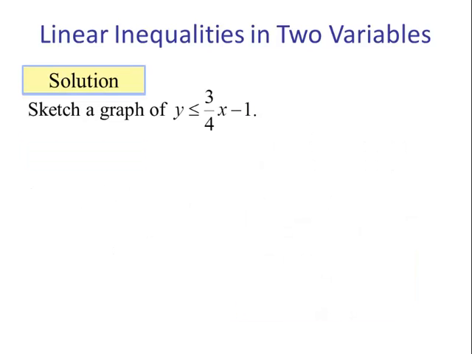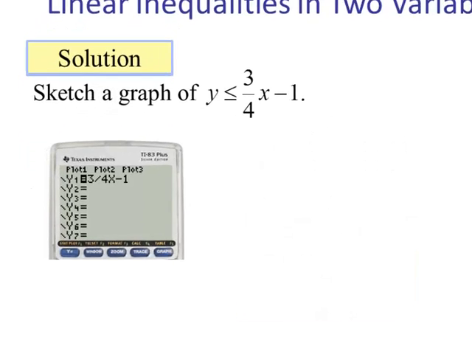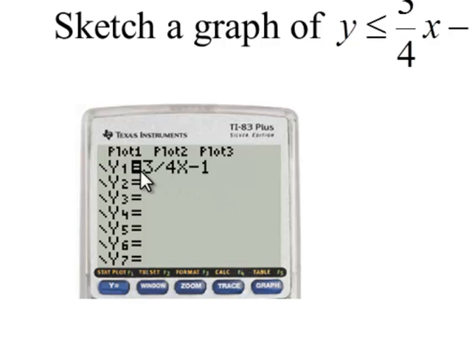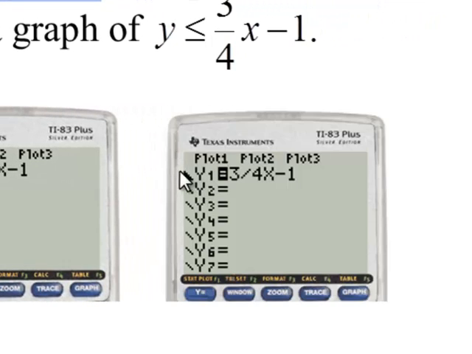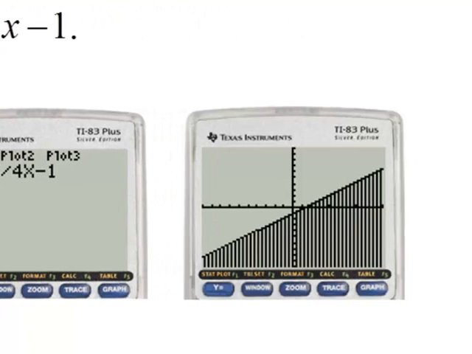Using a graphing calculator, we hit the y equals button. We type in 3/4 x minus 1. Then using the left arrow key, we change this symbol to where it's below the line, and then we hit graph. And we have our inequality graphed.